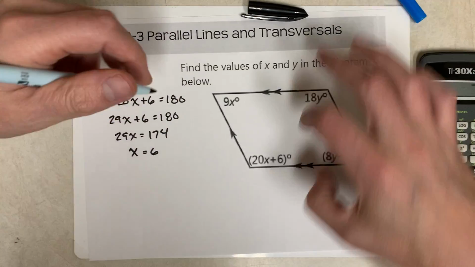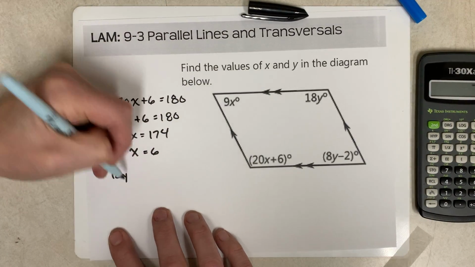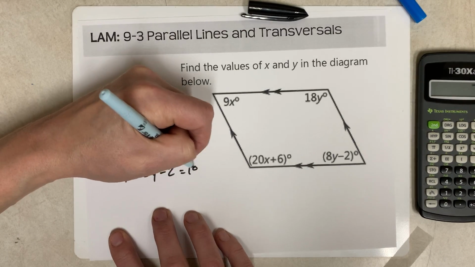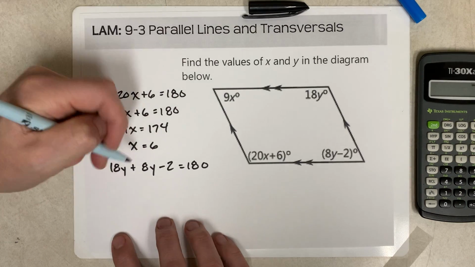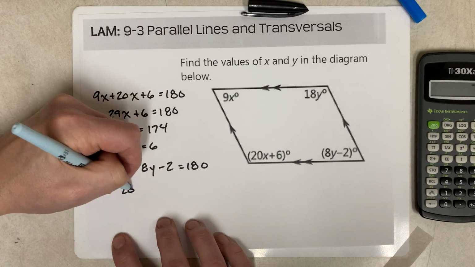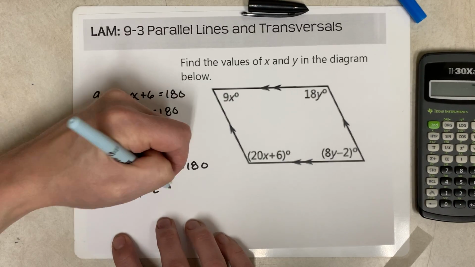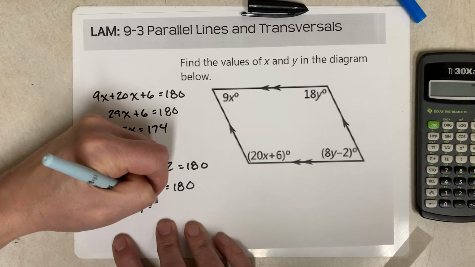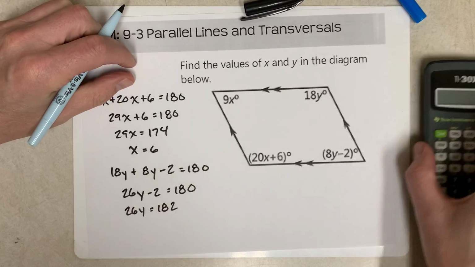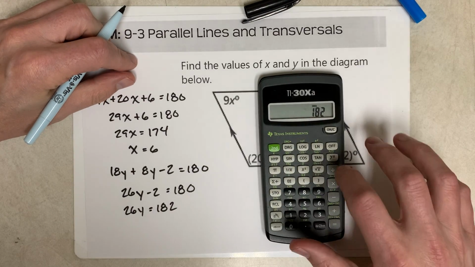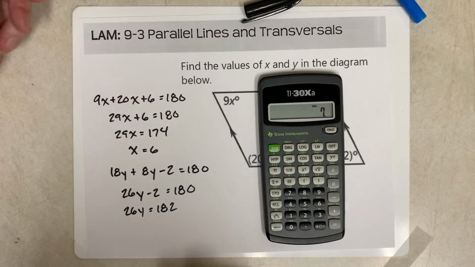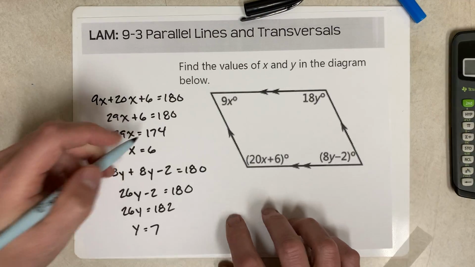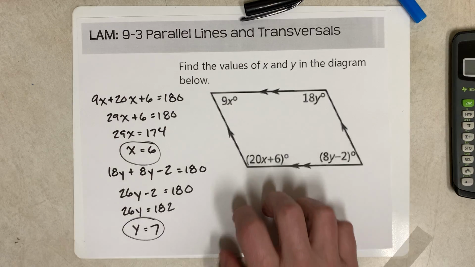Okay, same thing for these two. 18y plus 8y minus 2 is equal to 180 because it's supplementary. 26y minus 2 equals 180. 26y is equal to 182. So now we take 182 divided by 26 and we get 7. So x was 6, y was 7 for that one.